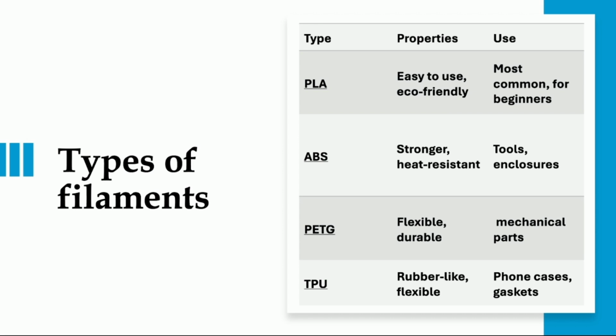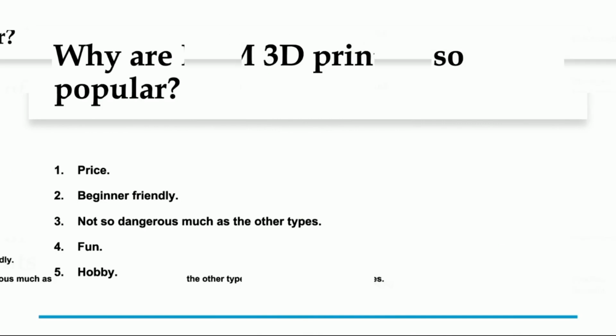PETG is more flexible than ABS and even more durable than ABS. Because of that, it is used for mechanical parts that are made into machinery. TPU is a filament that acts more like rubber. It is even more flexible than PETG, and it is used for phone cases, gaskets, and even shoes.